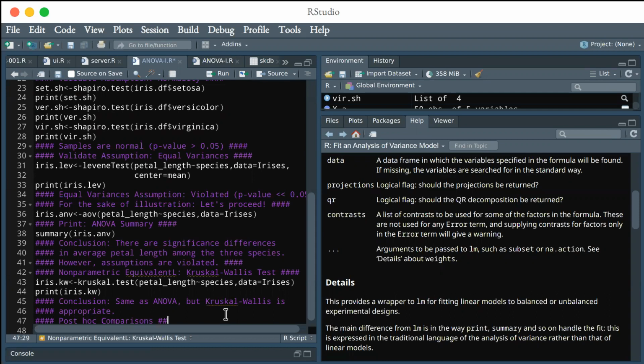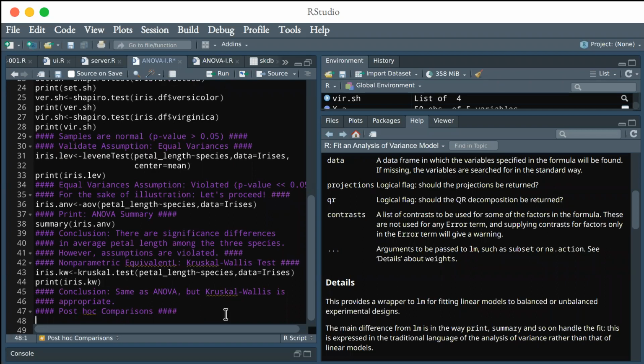And why do we call it post? After what? Our test. What test? Our ANOVA. It is done after ANOVA, post ANOVA, and you only do this if you determine that there are differences. If there is no significant difference among the averages, it would be silly to do this.